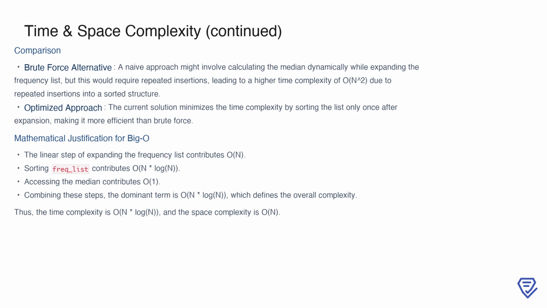To justify the big O mathematically, expanding the frequency list contributes O(n), sorting the list contributes O(n log n), and accessing the median is O(1). Since the sorting step dominates, the overall time complexity is O(n log n). Similarly, the space complexity is dominated by the storage requirements for the frequency_list, leading to a total of O(n). This balance between time and space efficiency highlights the effectiveness of the solution.